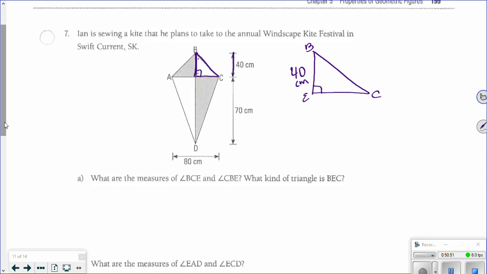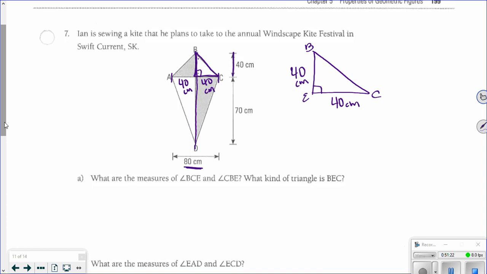I also know the bottom part of my triangle because I know that all the way across is 80 centimeters. And the way a kite is set up, the properties of a kite is that it's exactly divided in half. This midline divides it exactly in half, which means this is 40 centimeters, so half of 80, and this is 40 centimeters, half of the 80. So this bottom piece is also 40 centimeters.